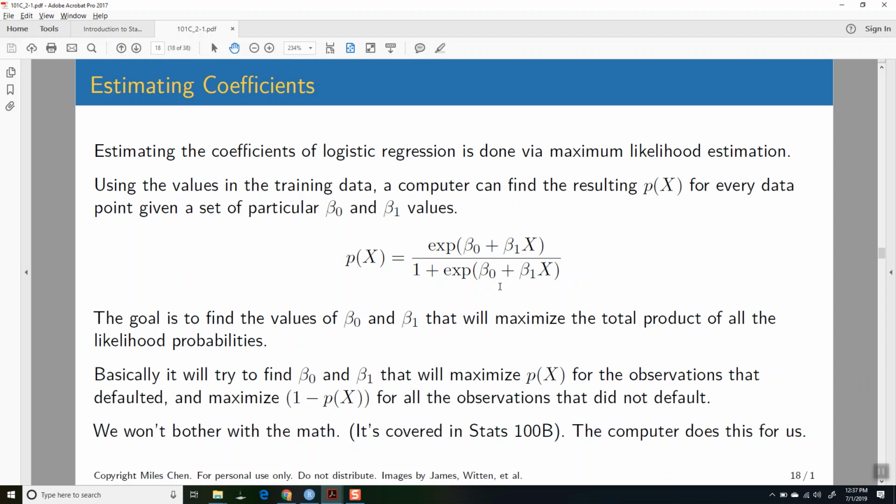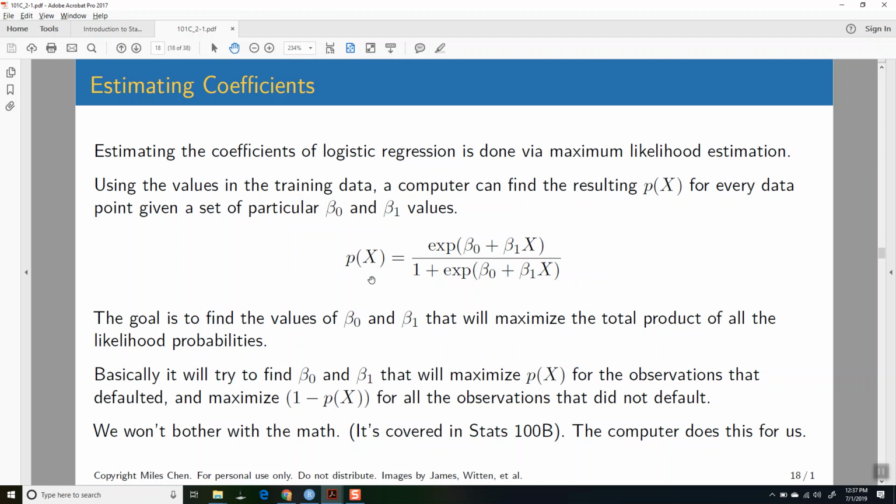You know, one knob is adjusting beta 0, one knob is adjusting beta 1. And what we want to do is set them so that the probability of x is as big as possible for those that did default and small as possible for those that did not default, okay? And this is measured just by taking the total product of all of these probabilities here, okay?